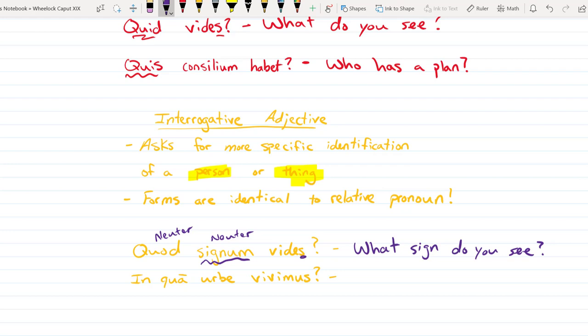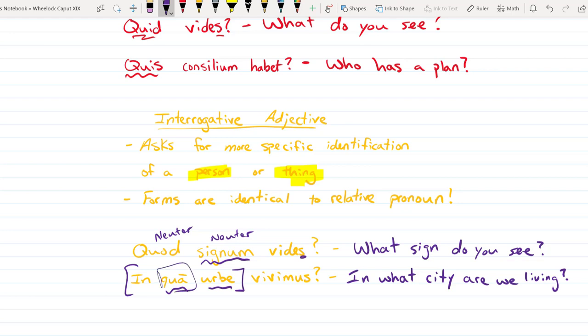Same thing in the second one. We have in qua urbe, and qua is going with urbe. So here again we have our interrogative adjective because you have a noun going with the relative. Still, it's just going to be in what city are we living, or do we live? In what city or what kind of city are we living? It's a question, so that's where we get the interrogative. And then qua, right, is going with urbe.